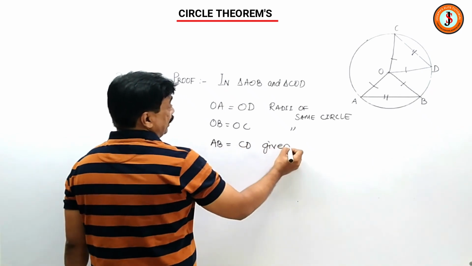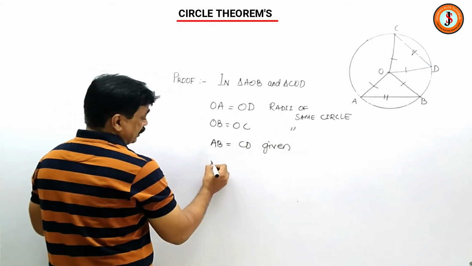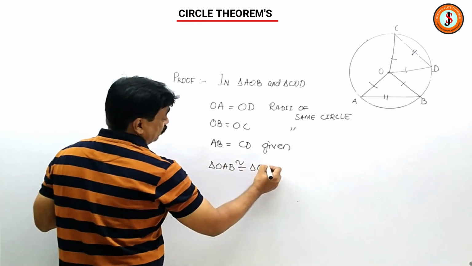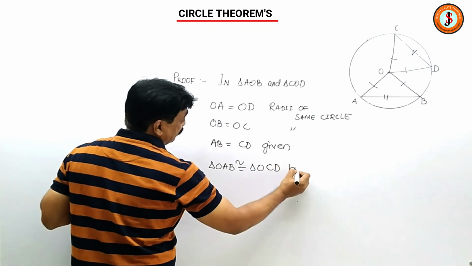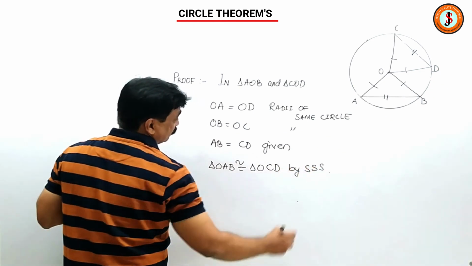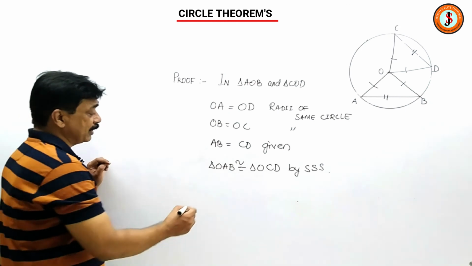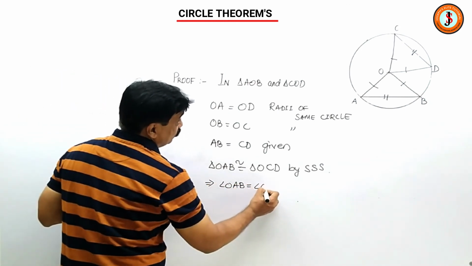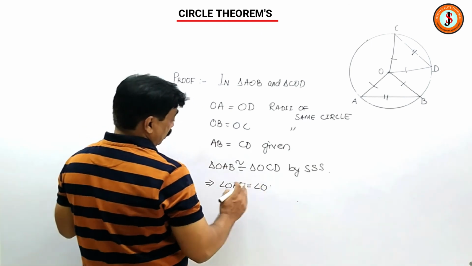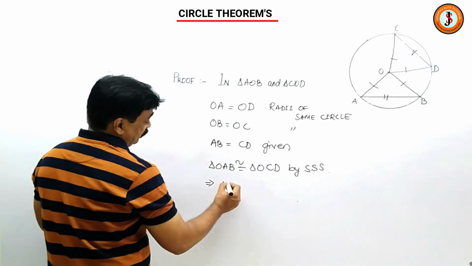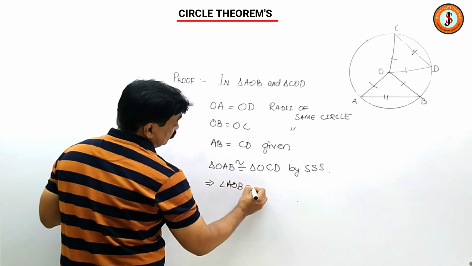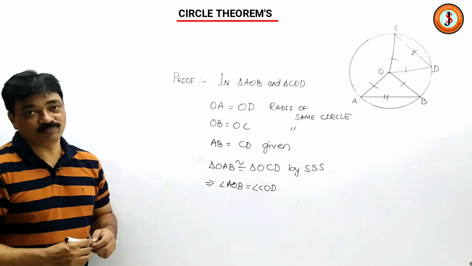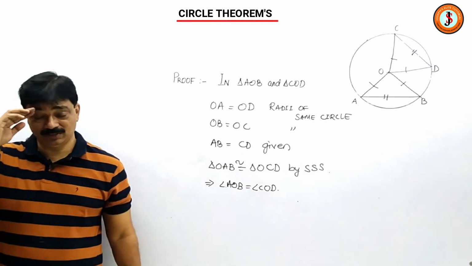So by SSS, triangle OAB is congruent to triangle OCD by SSS. So this implies that angle AOB is equal to angle COD, and this had to be proved. Thank you.